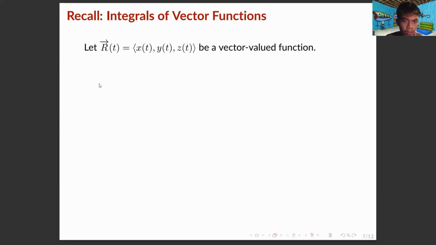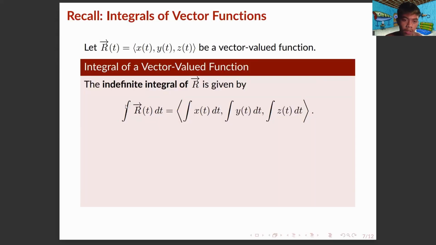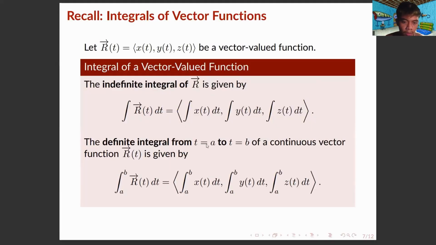Okay, so let r of t be a vector-valued function. The indefinite integral of r is given by the integral of its corresponding components. For the definite integral from t is equal to a to t is equal to b of a continuous vector function r of t, it is given by the definite integral of its corresponding components.